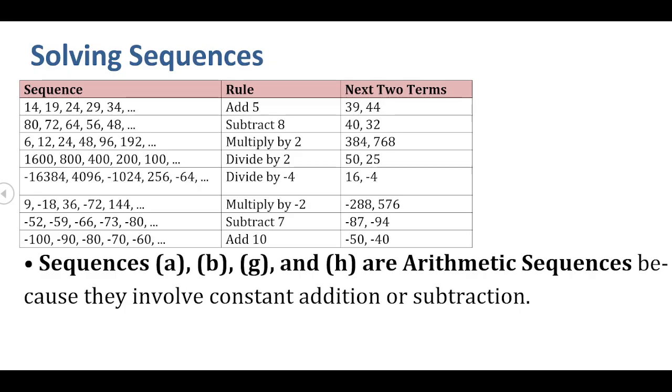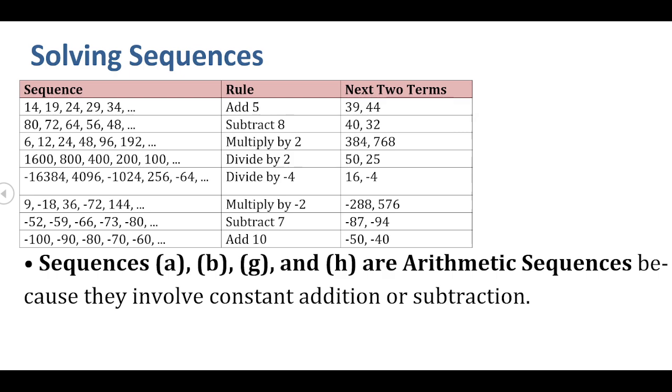When dealing with negative numbers, always pay close attention to the sign. Watch for alternating signs. If the numbers alternate between positive and negative, the rule almost certainly involves multiplication or division by a negative number.